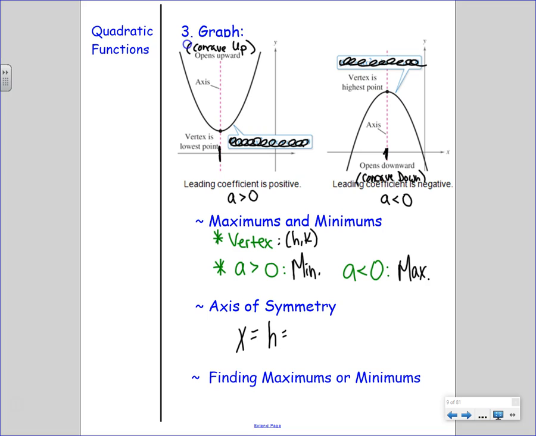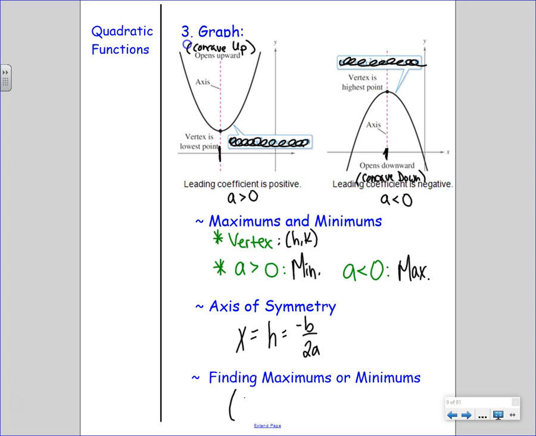So the axis will always just be h, and if you need to find it quickly, you can use the formula. It's just the h, the k is the hard part. So the axis, just always steal the x of the vertex. They're going to share the same x value. I already said this one.